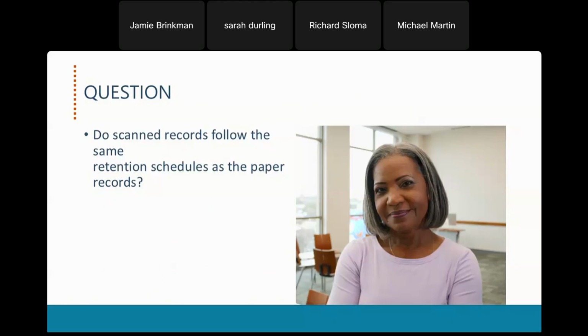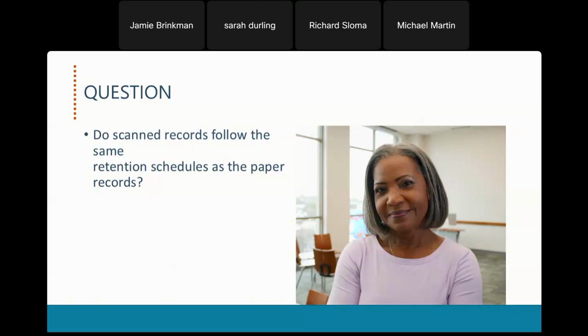So if you are scanning records that have a permanent retention, you have to make sure that you're scanning at a high enough quality and everything else that it's going to ensure long-term preservation. For access copies that are not the official copy and may be considered a duplicate, the retention can obviously be much less. But they follow the retention schedules depending on whether it's electronic or paper, just like email and paper correspondence, it's all the same. They follow the same retention period.